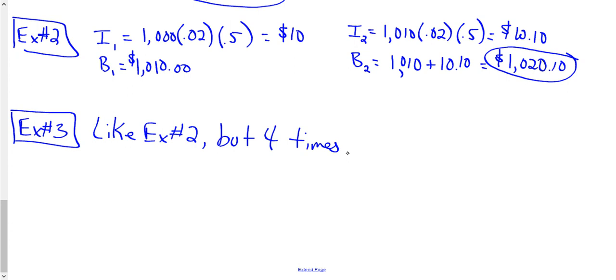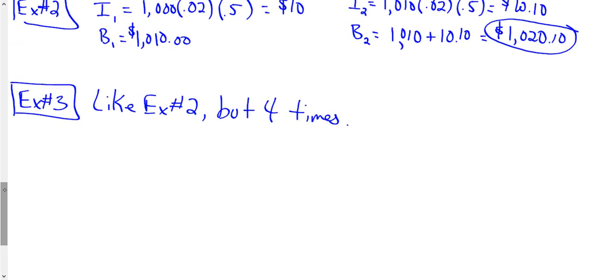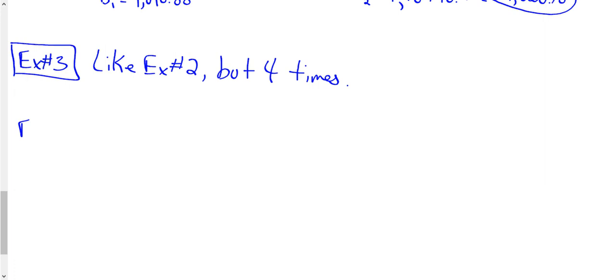Let's put down example 4. How much interest is $1,000 earned in a day at 2%, now compounded daily? All right, so example number 4.